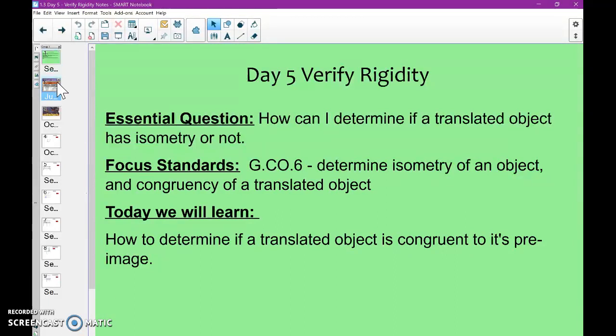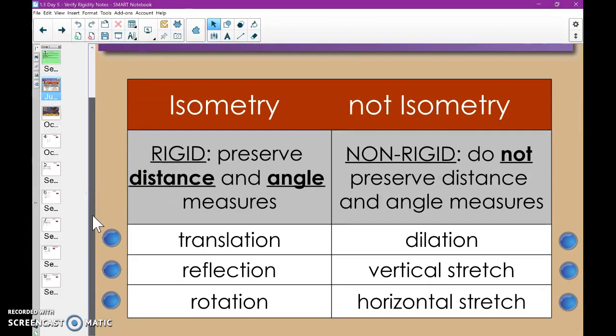So we're going to look at a couple different types. First of all, here is your definition for rigid and non-rigid motion. Isometry is just the word we use for things that are rigid, and rigid motion. If it's not isometric, it's not rigid motion. Kind of simple. So rigid motion preserves distance and angle measures. In other words, it keeps the side lengths the same and it keeps the angle measures the same. So the 3 types that do that are the translations, reflections, and rotations.